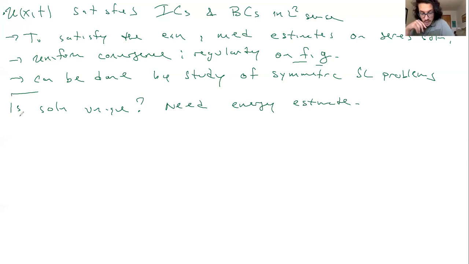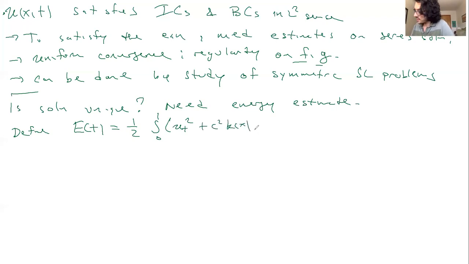And so if we define the energy as we have before, E of t is equal to a half the integral of u sub t squared plus c squared k of x, u sub x squared dx, okay? And we're going to check conservation, okay?